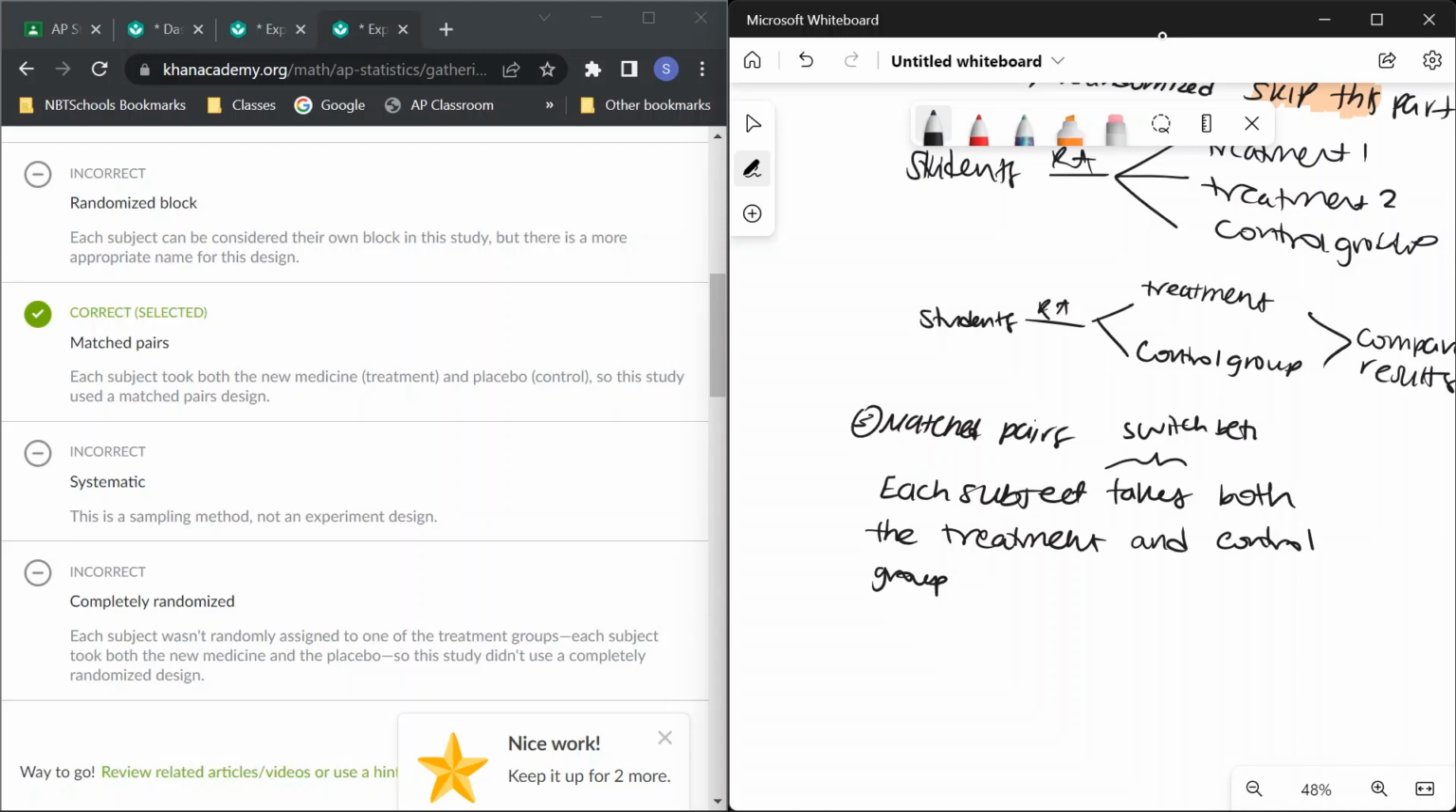Switch between, wow, cannot spell. Each subject takes both the treatment and control group, or each subject switches between the treatment and control group, taking both of them basically. And then you would compare results of each subject. Okay.